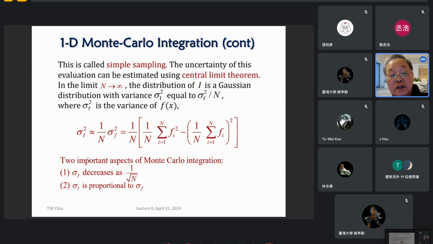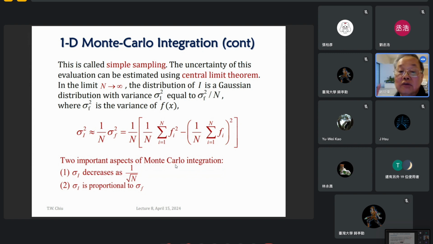One thing is that sigma I, the error of the integral, decreases as 1 over square root of n. That means if you increase the number of sampling by 4 times, then the error sigma I, which is the square root of the variance sigma I squared and is usually called the error of the mean or error of this integral, will decrease by a factor of 1/2. If n is 4 times larger, the error is reduced by a factor of 2.